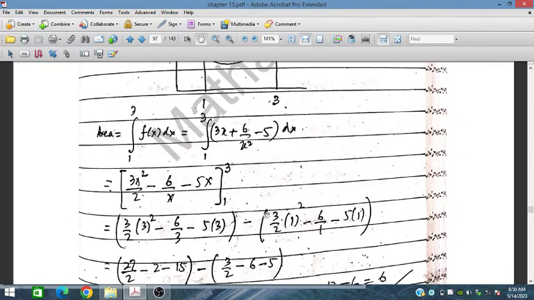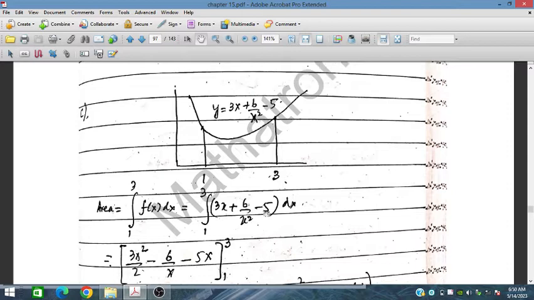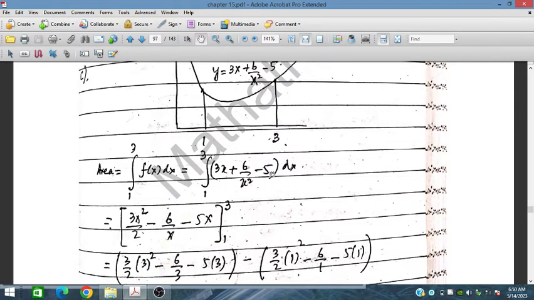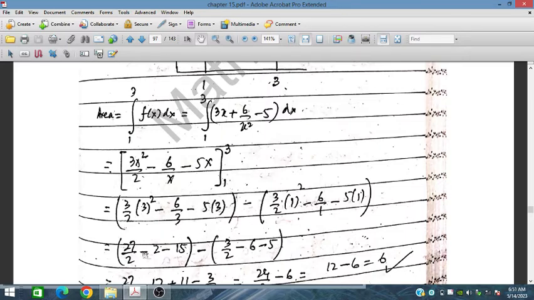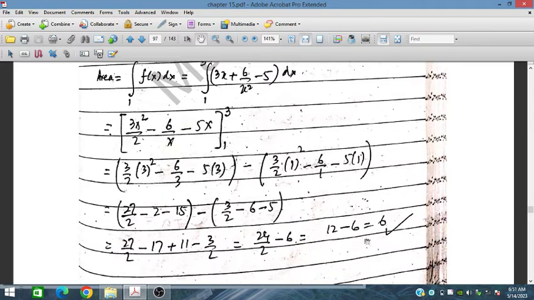Now we'll solve part C. Here we have the limits 1 to 3 and the function y is equal to 3x plus 6 upon x square minus 5. We write it here with the limits 1 to 3, and on placing values, taking the integrals and substituting the limits, on simplification we have obtained this result.